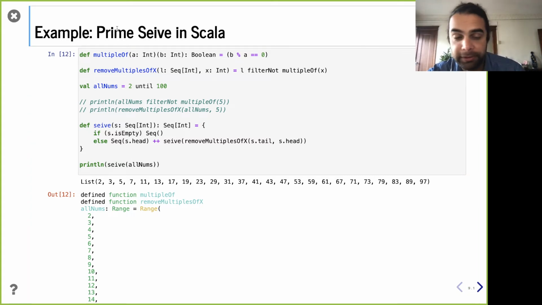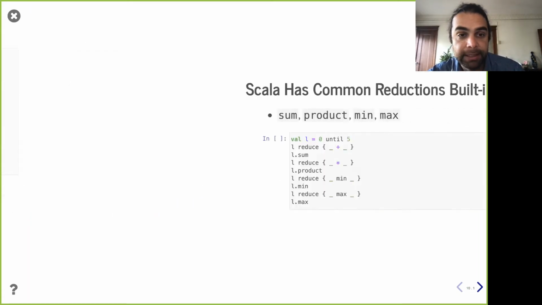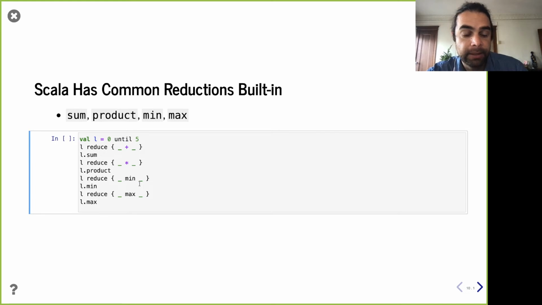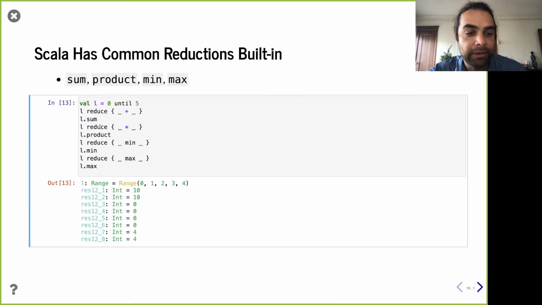Okay. So here we are using filter to build a prime sieve. That's pretty neat. This one we covered in passing. I made a deliberate slide to make sure you're aware of it: for common reductions, you can just call .sum, .product, .min, .max. They're built in. It's very handy.